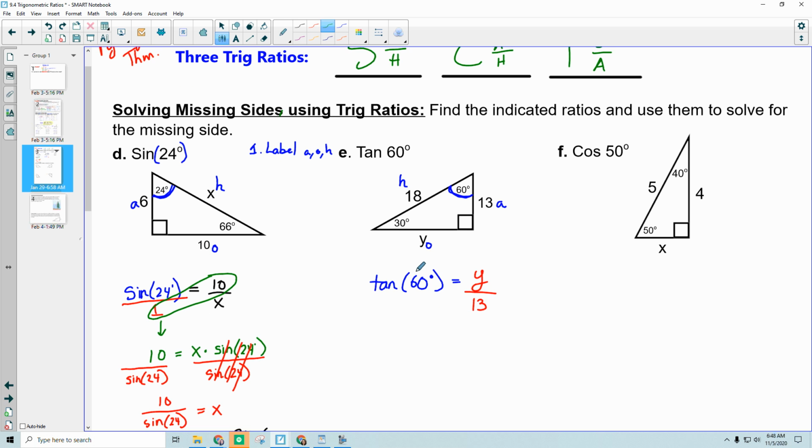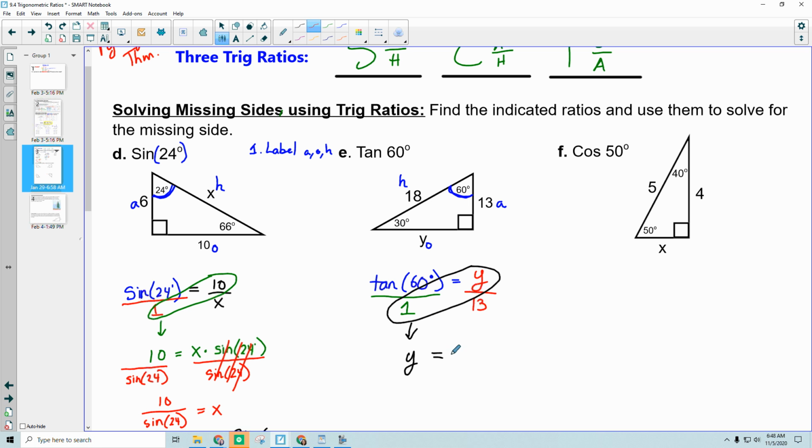All right, so now that I have that set up, I've labeled my triangle. I found the ratio that it equals. I get to cross multiply. So I put a 1 underneath this trig function, because underneath anything, whatever it is, there's always a 1, right? Like if I have the number 7, there's a 1 that's underneath it. Okay, so I'm allowed to put this 1 underneath that tangent of 60 degrees. And if I cross multiply, I get 1 times y, which gives me y. And then tangent of 60 times 13.